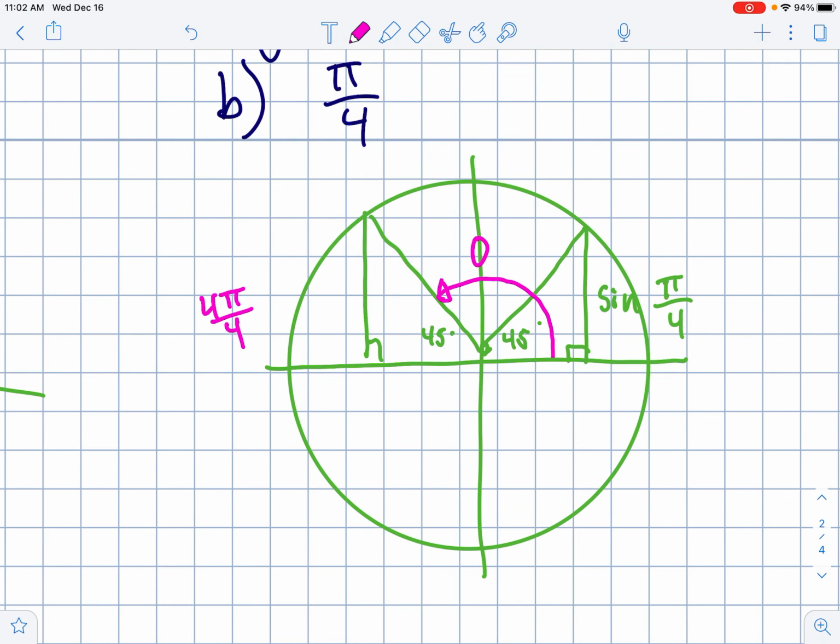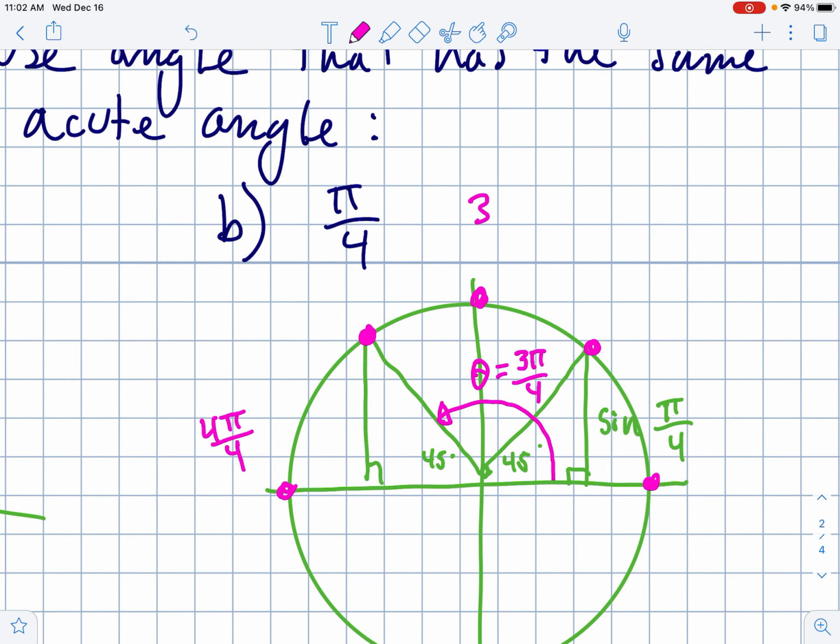So this is 4 pi over 4, which is the same thing as pi. So this is like 0 pi over 4, 1 pi over 4, 2 pi over 4, 3 pi over 4, 4 pi over 4, which means this spot, theta equals 3 pi over 4, which is pi over 4 back from 4 pi over 4. So 3 pi over 4 has the same sine value as pi over 4.